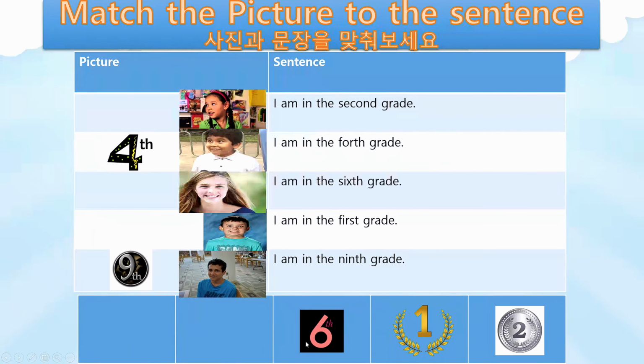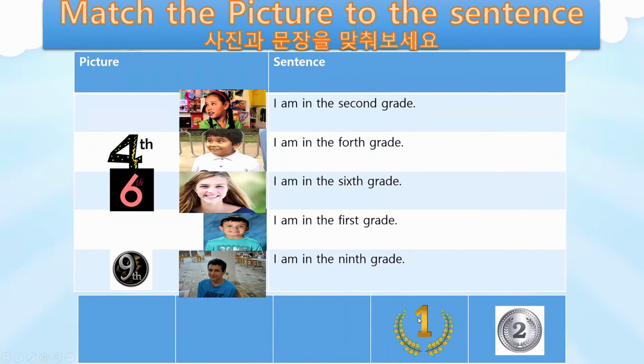Next. Number six. Sixth. So number six is sixth, right? Let's find sixth. I am in the second grade. Sixth. No. Not that one. I am in the sixth grade. Sixth. Yes. Okay. Please. Can you go from here to here? Good. All right. See? Sometimes they listen.